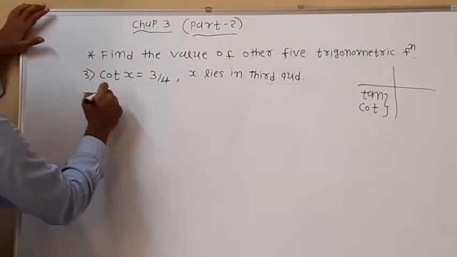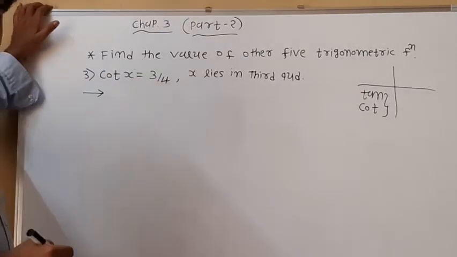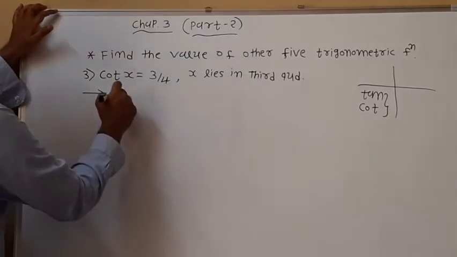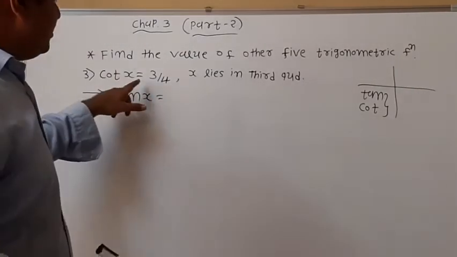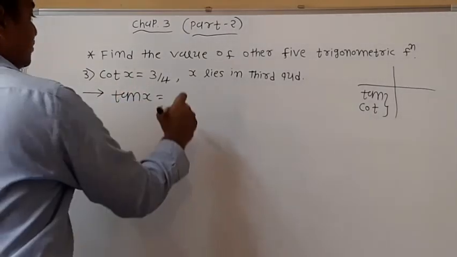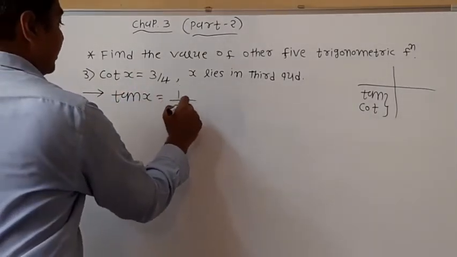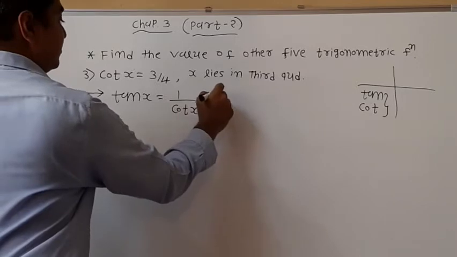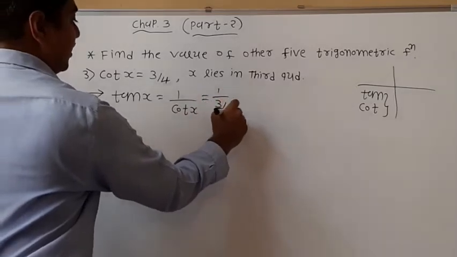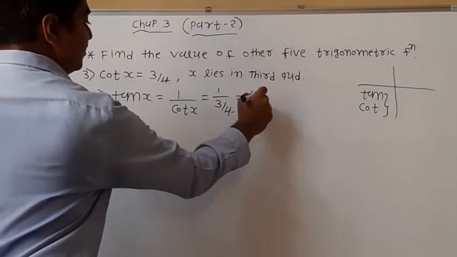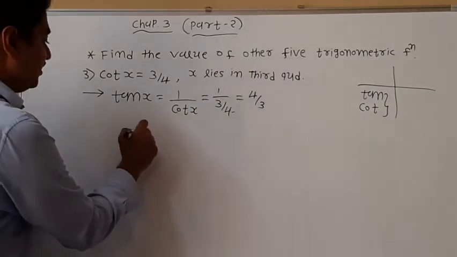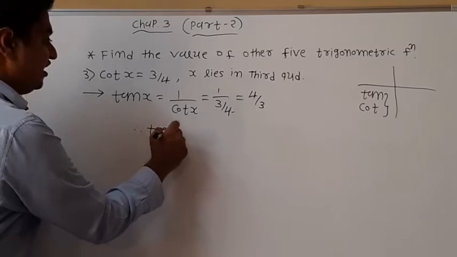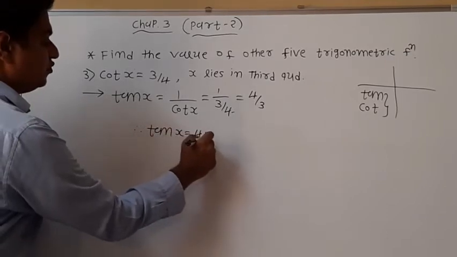So here, using cot x, first find the value of tan x. tan x is equal to 1 upon cot x, which is 1 upon 3 by 4. So we write 4 by 3. Therefore, the value of tan x is equal to 4 by 3.